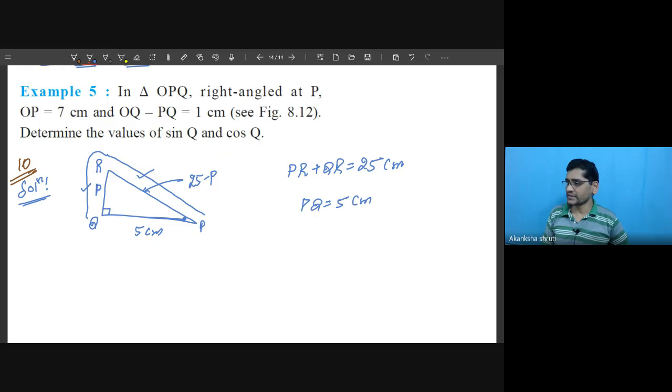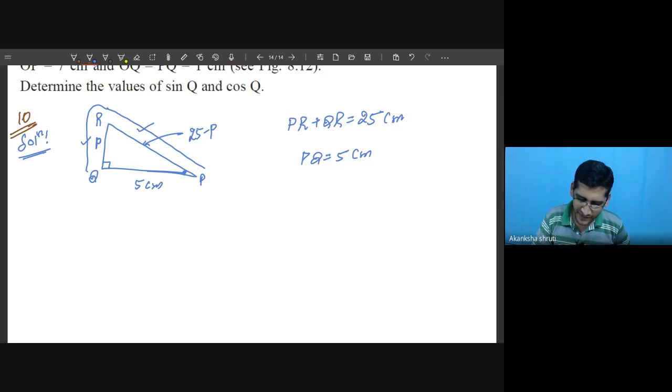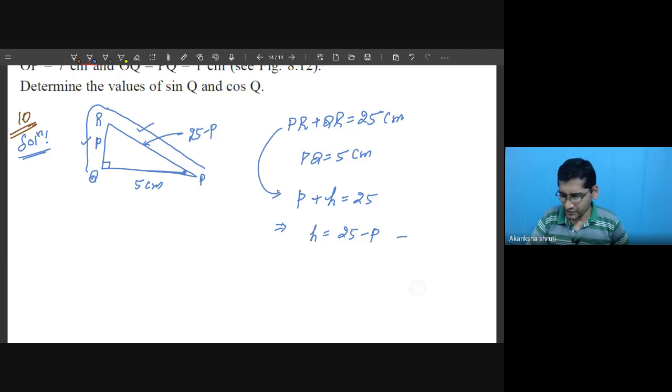Or you may consider this as solving two variables. You can write it down: P plus H is 25. This implies H is equal to 25 minus P. This is our one equation. I have directly represented H as 25 minus P for the hypotenuse in this case. If you wish, you can write H first, then you can get it.